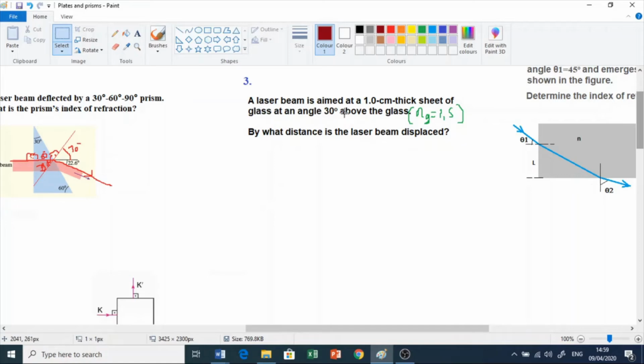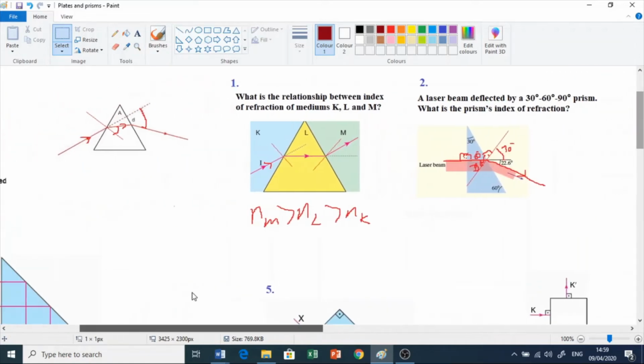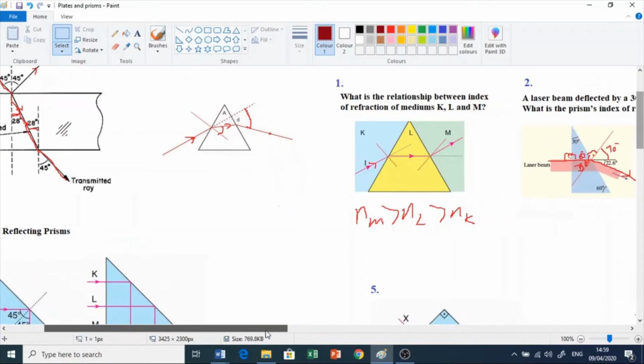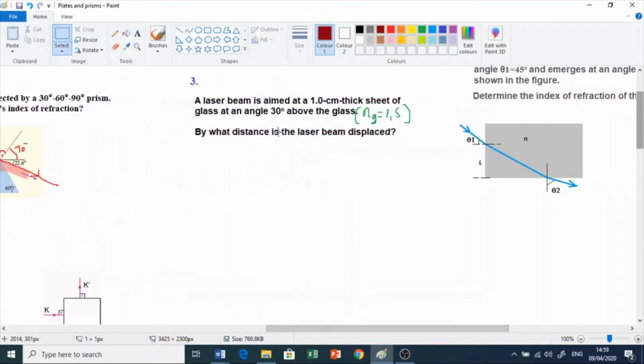A laser beam is aimed at a 1 centimeter thick sheet of glass at an angle of 30 degrees above the glass. The index of refraction of the glass is 1.5. By what distance is the laser beam displaced? We are going to calculate the amount of displacement as I described in this figure. So let's move to our question. Here, let's draw first a glass sheet. This is a glass sheet, and a light ray is going to be incident on this glass sheet.